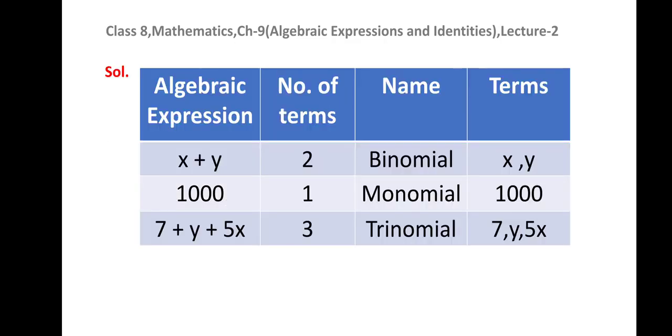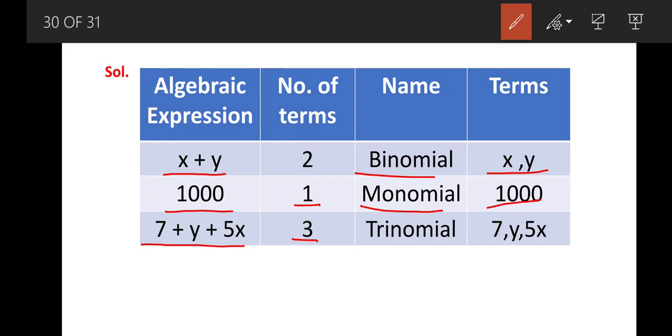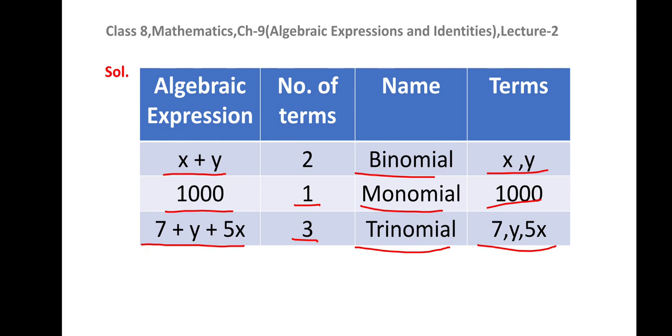So these are the terms which I have taken and which fall under the category of binomial, monomial and trinomial, because it has two terms, so it is binomial and terms are x comma y. It has one term, that is a constant term, it is 1. It is a monomial, because an algebraic expression having only one term is called a monomial. This expression has three terms, so it is a trinomial, and these are the terms. And there are certain expressions which do not fit in any of these three categories.